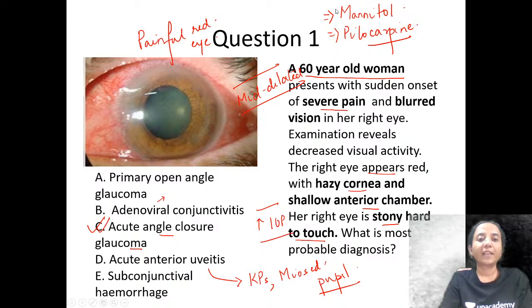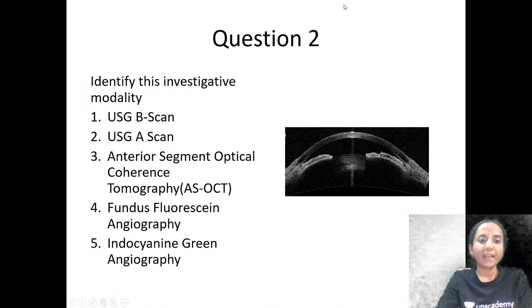Okay, let's go to the next question. Now, identify this investigative modality. What is this? Is it a USG-B scan? Is it a USG-A scan? Is it an anterior segment OCT? Is it FFA or is it indocyanine green angiography? What are we going to call this? What is this investigation? Will you be able to tell me?